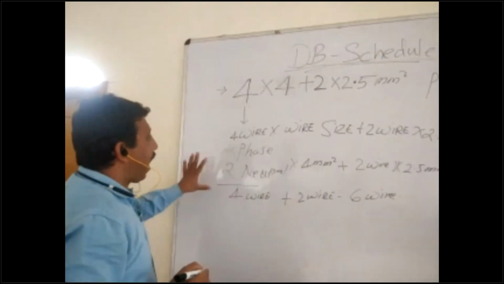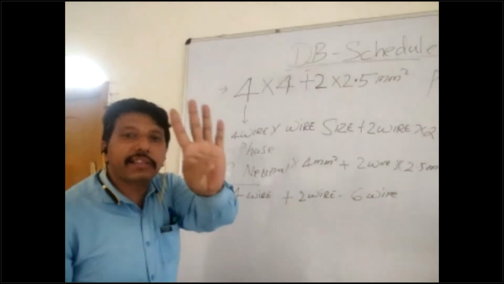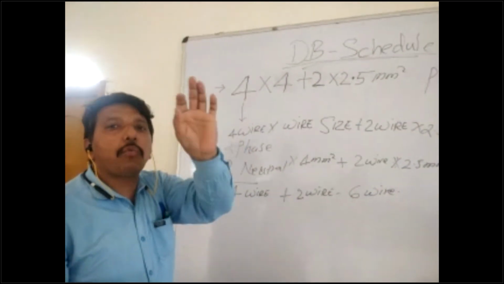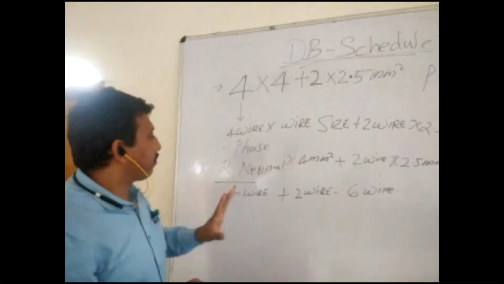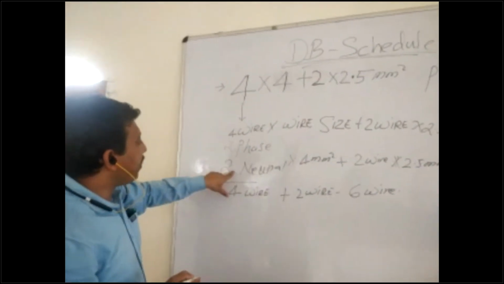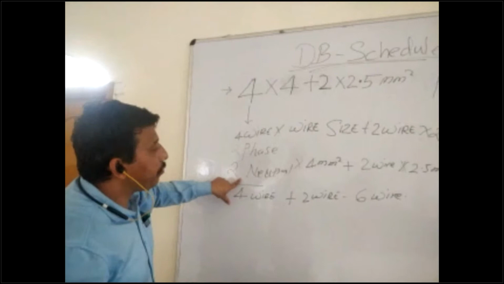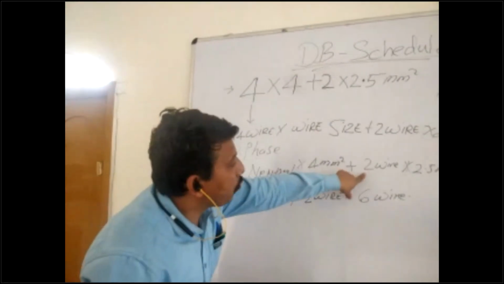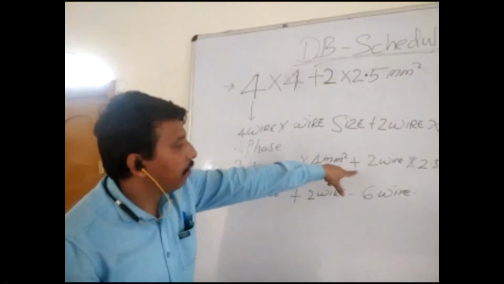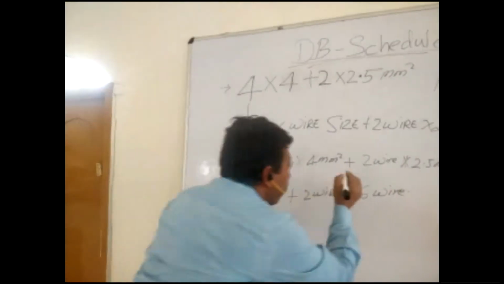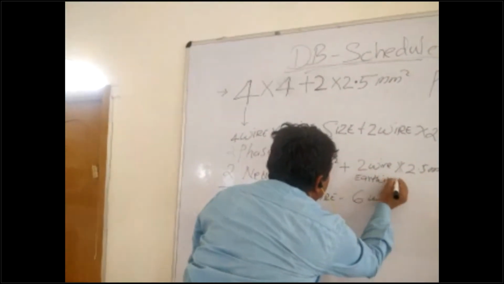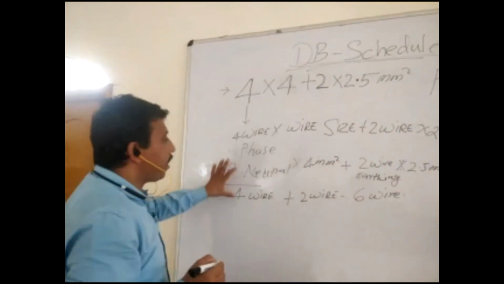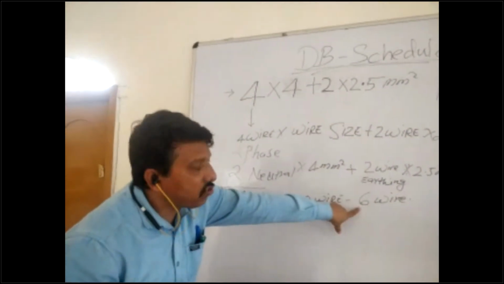Okay, 6 wires. Before, only 3 wires were coming in the normal wiring system: one phase, one neutral and one earth. Now it is coming as 2 phase, 2 neutral and these 2 wires are earthing. Okay, so this means total 6 wires.